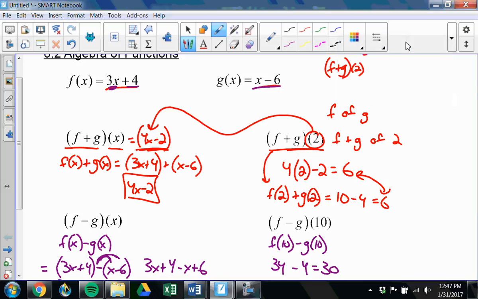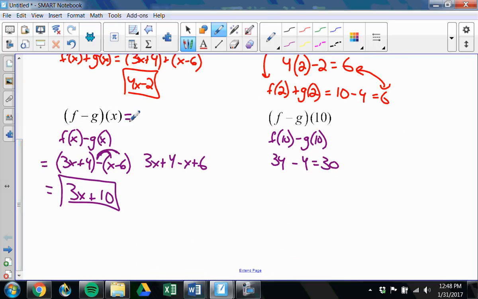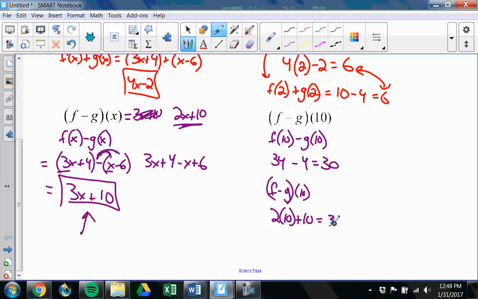Okay, continuing. One of the options was to do f of 10 minus g of 10, which was 34 minus 4 to get 30. The other option is, we've already found f minus g of x. It was this. So we could just plug a 10 in for x. Somehow that seems off. It should be 2x. 3x minus 1x is 2x. So I'm going to do f minus g of 10, but I know that f minus g of x was 2x plus 10, so we're going to do 2 times 10 plus 10, and that also gets me 30.